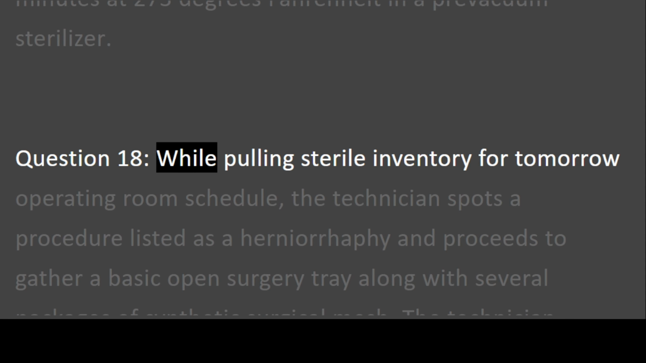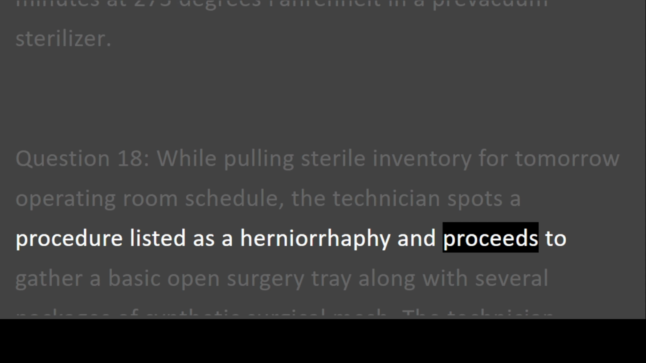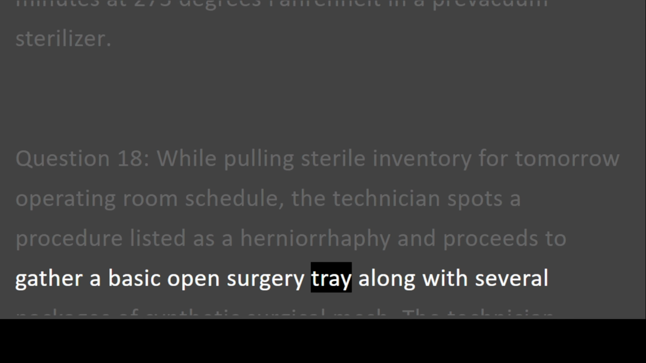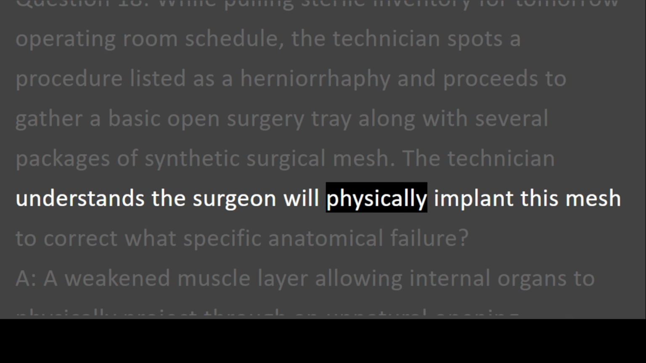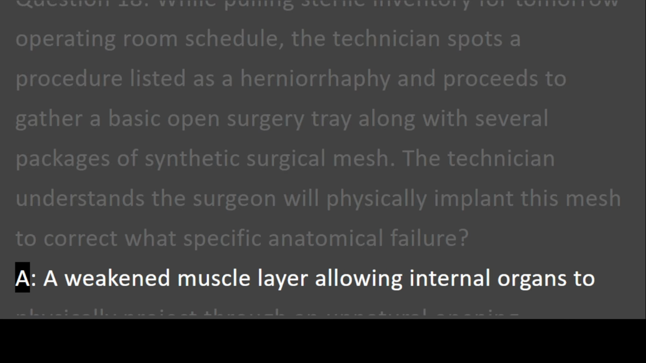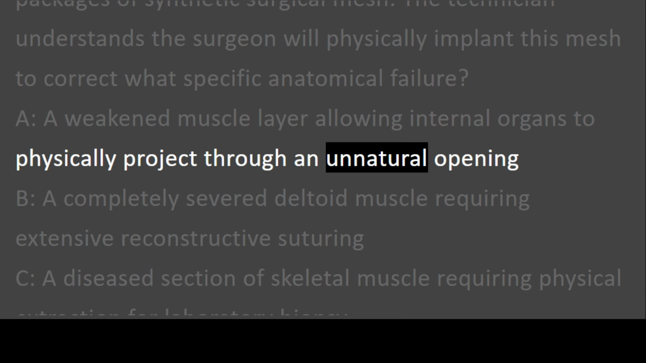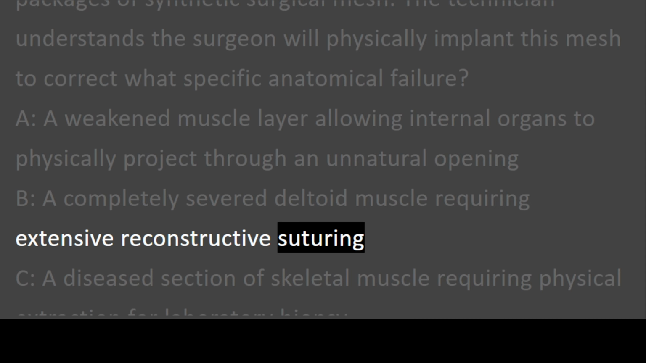Question 18. While pulling sterile inventory for tomorrow's operating room schedule, the technician spots a procedure listed as a herniorrhaphy and proceeds to gather a basic open surgery tray along with several packages of synthetic surgical mesh. The technician understands the surgeon will physically implant this mesh to correct what specific anatomical failure? A. A weakened muscle layer allowing internal organs to physically project through an unnatural opening. B. A completely severed deltoid muscle requiring extensive reconstructive suturing.